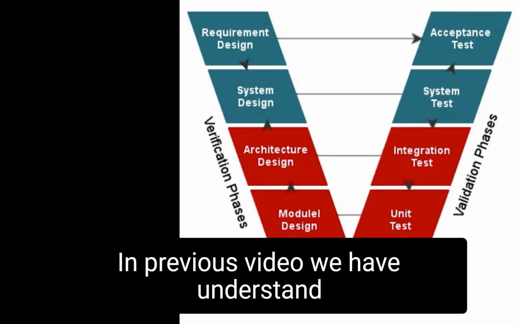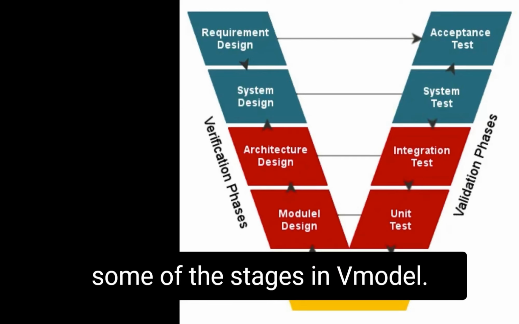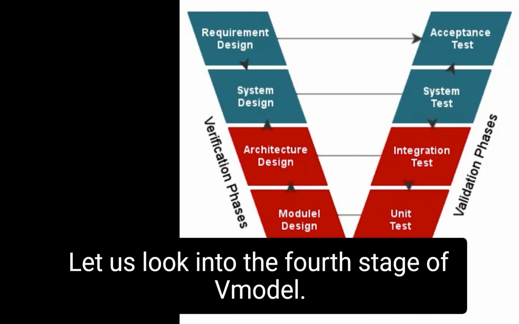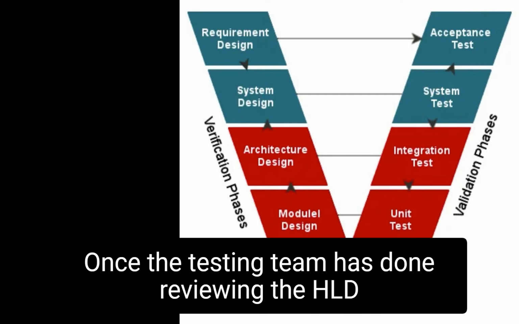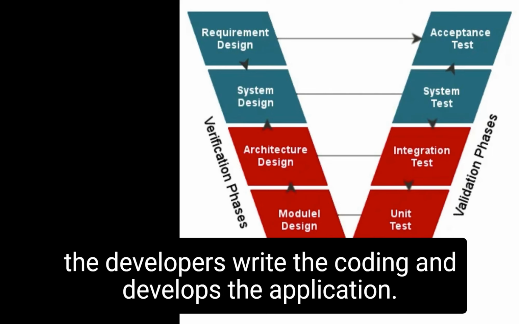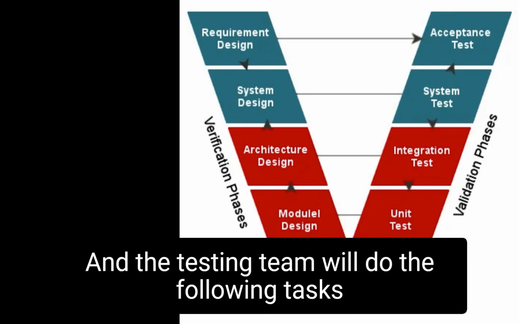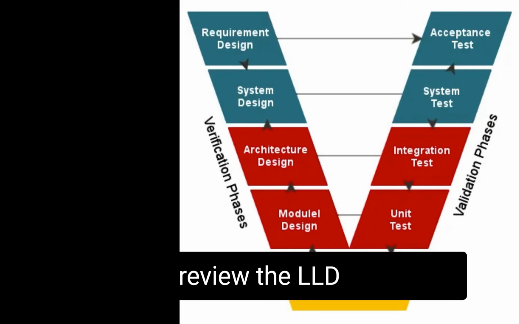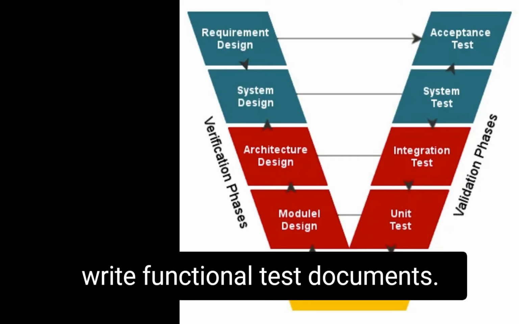In the previous video we understood some of the stages in the V model. Let us look into the fourth stage of the V model. Once the testing team has finished reviewing the HLD, the developers write the code and develop the application. And the testing team will do the following tasks. Review the LLD. Write functional test documents.